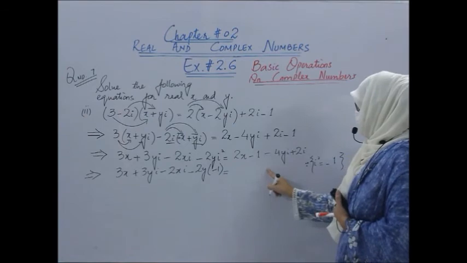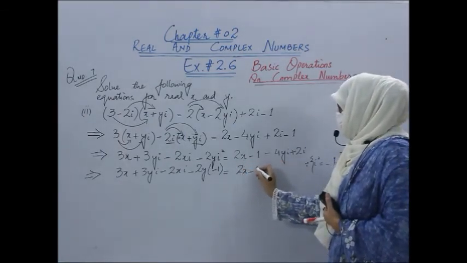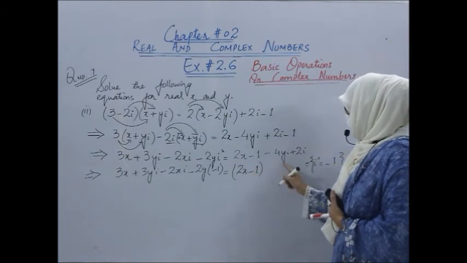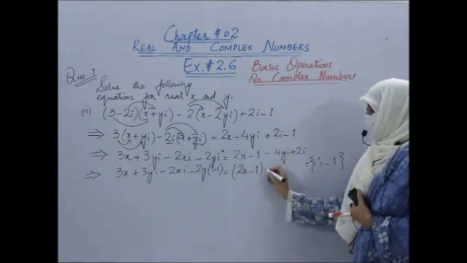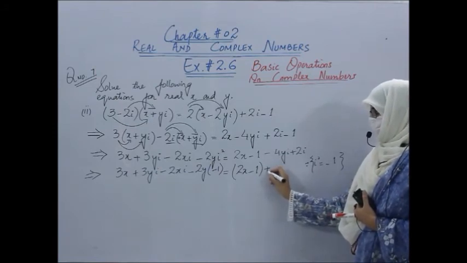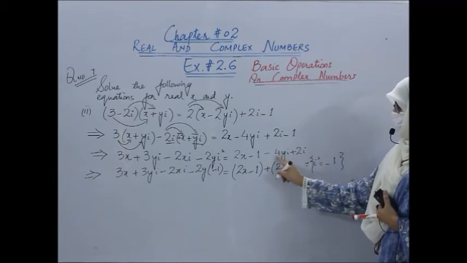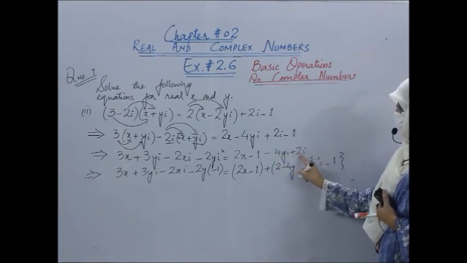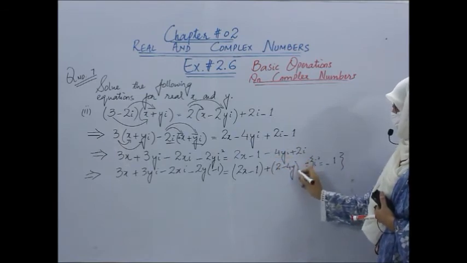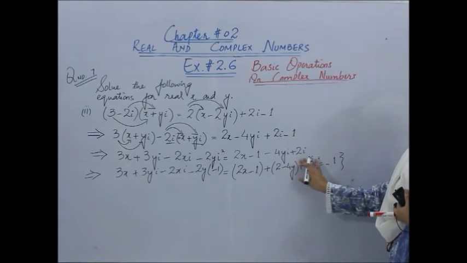Now here we have already rewritten this real part with the real, that is 2x minus 1. And what about the imaginary part? Here we will take iota as common. If I take iota as common and I write down plus sign over here, so it would be 2 and then minus 4y, isn't it? 2 minus 4y, and we will take iota as common. So I hope this point is clear to you.